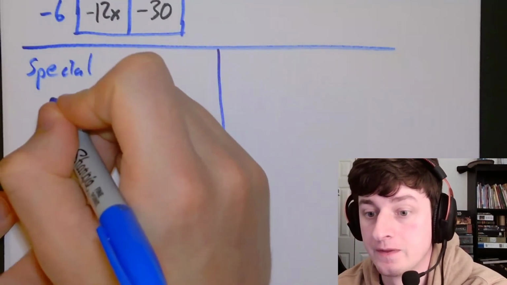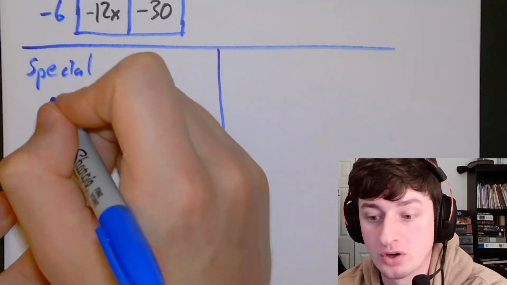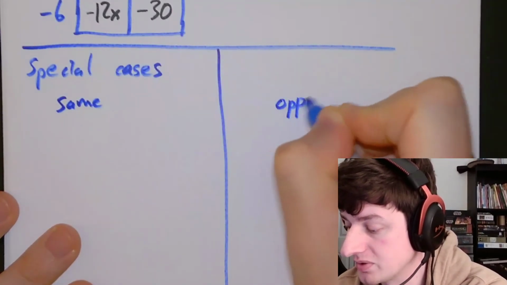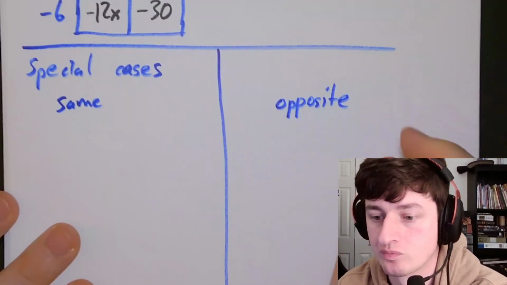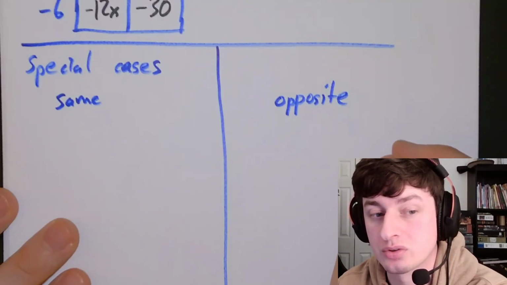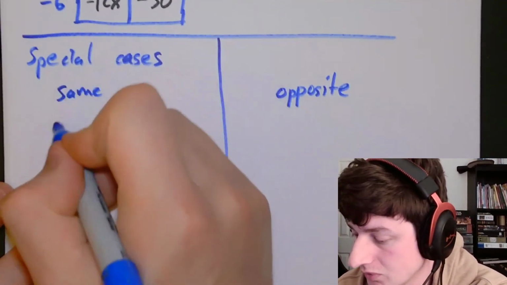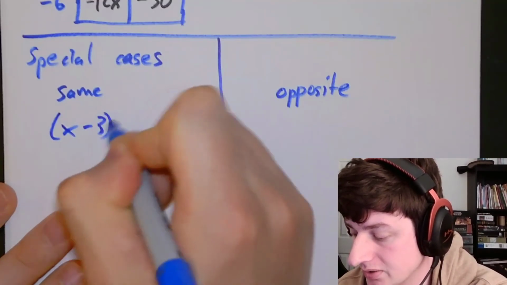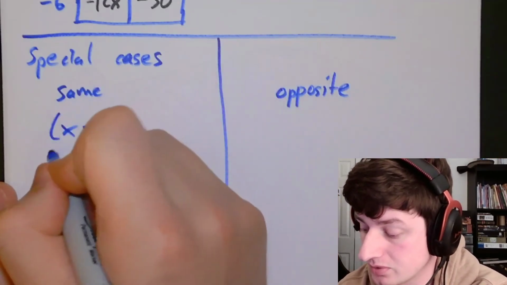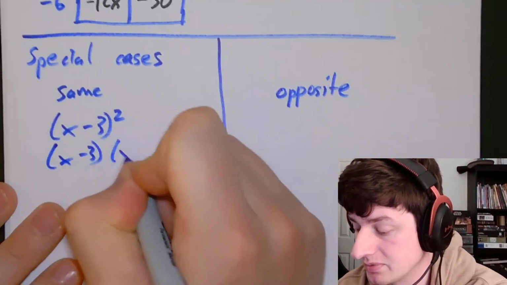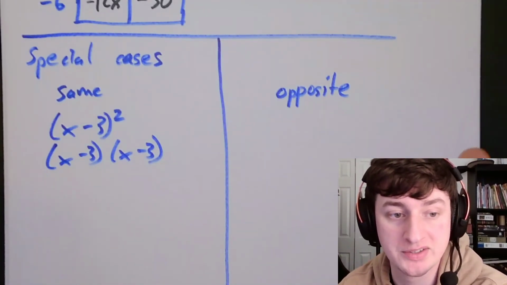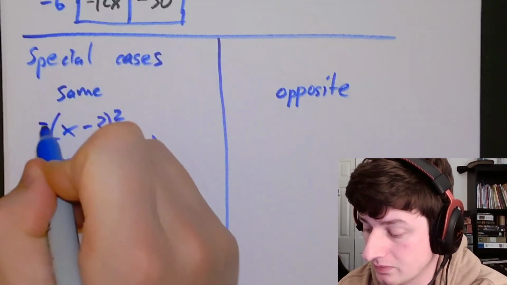So there's the special case where the values are the same, and then there's the special case where the values are opposite. Actually, I don't want to use 1. We'll use 3. So for example, x minus 3 squared. This is the same as if I wrote x minus 3 times x minus 3. The square just means multiply it by itself. So those are equivalent. Those are equal.